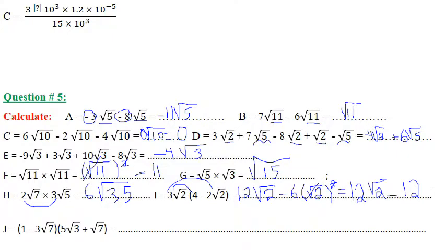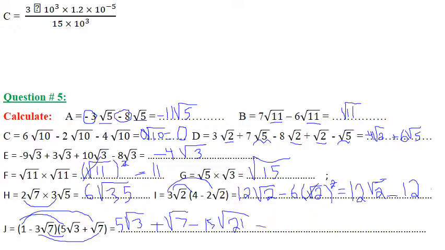Also here we should multiply the first by the first, the first by the second, the second by the first, and the second by the second. 1 times 5 radical 3 is 5 radical 3. 1 times plus radical 7 is plus radical 7. Minus 3 times 5 is minus 15, and radical 7 times radical 3 is radical 21. Negative times positive is negative.